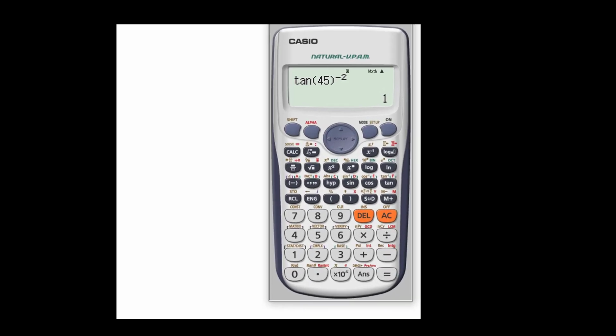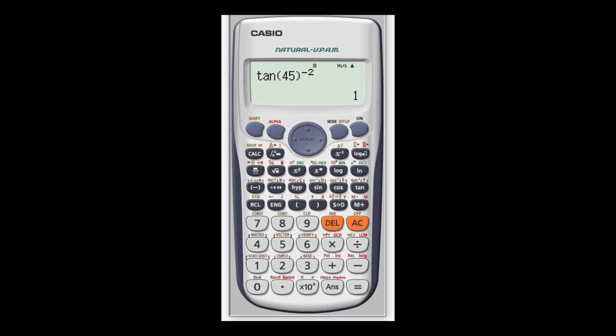Now let's go ahead and test some of our Pythagorean identities. Let's start with sine squared x plus cos squared x. Of course, you know sine squared x plus cos squared x is equal to 1. Let's test that with our calculator here.